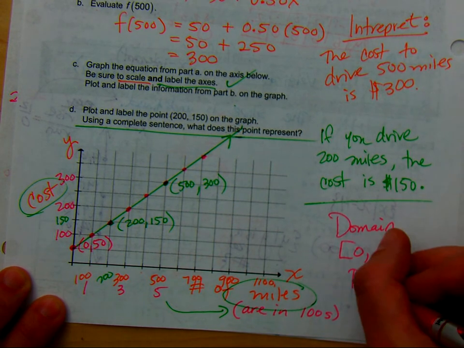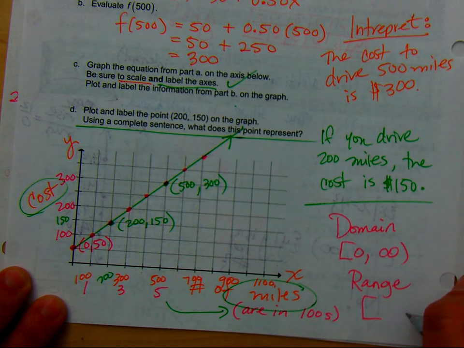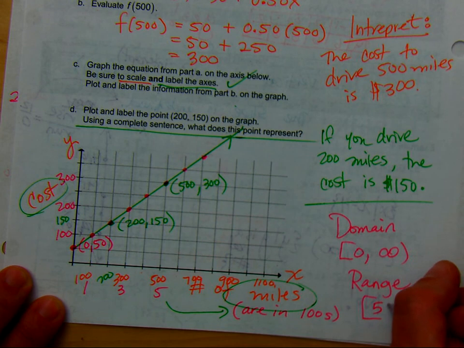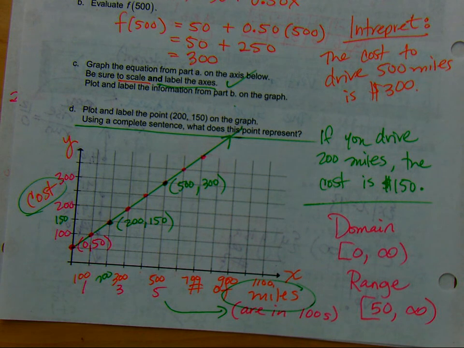What about the range for the word problem? What's the smallest value you'll pay if you rent the truck? For 0 miles, it would be $50 to infinity, right? Of course, it wouldn't really make sense for it to go to infinity because you really can't drive an actual infinite number of miles, but you get the idea.